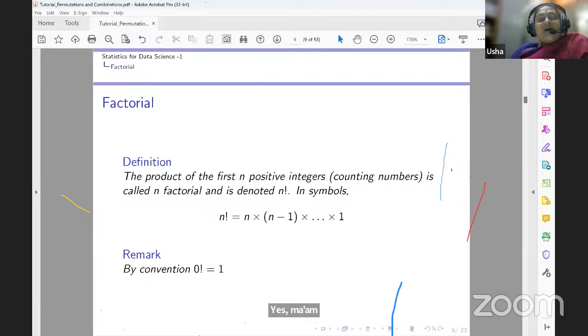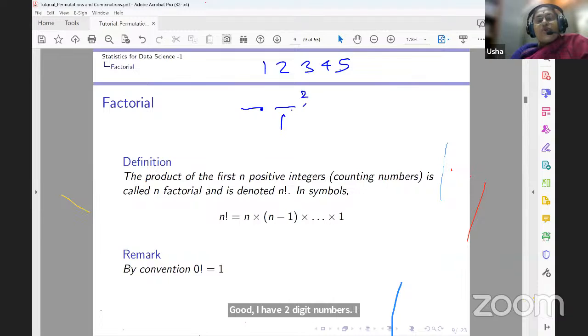So the multiplication rule. See, I have 2-digit numbers. I have 1, 2, 3, 4, and 5. When I'm talking about even numbers, this place can be filled with either 2 or 4. So there are 2 ways of filling up this number. Now this can be filled with 1, 2, 3, 4, or 5. So this is 5 into 2. So there are 10 2-digit even numbers that can be formed.